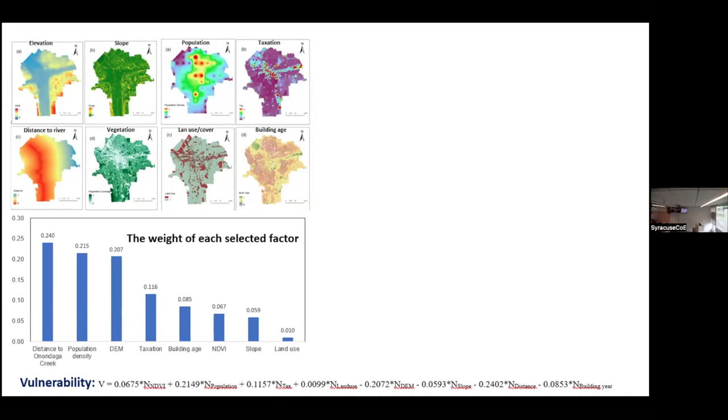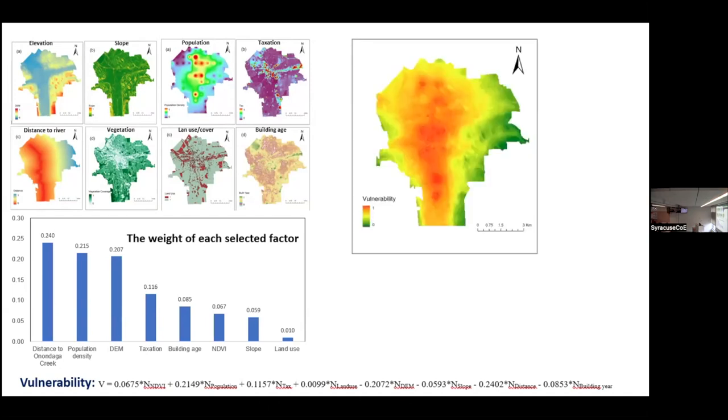And then there is a vulnerability equation established. Based on that, we can create this vulnerability map here. The darker orange means a high degree of vulnerability, okay? And what is the problem? This looks fancy, looks beautiful.